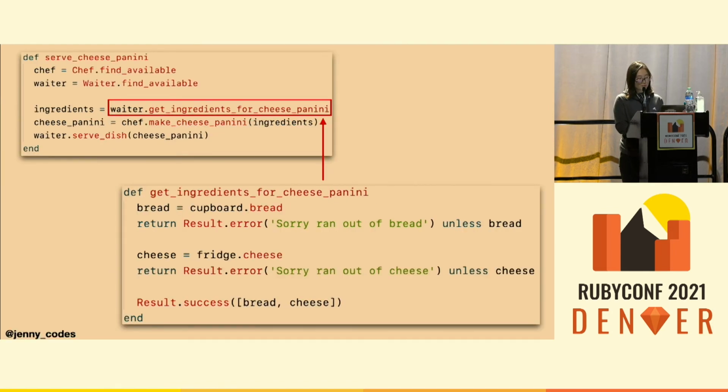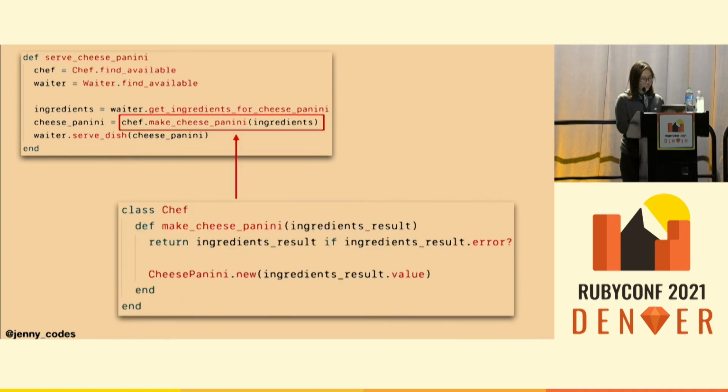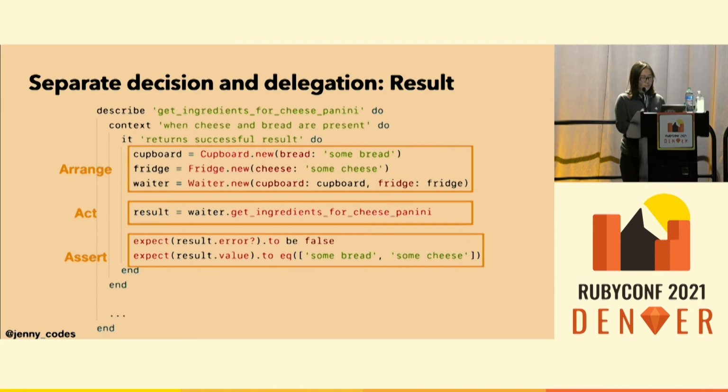So let's look at the independent components. Waiter will implement the two methods, the get ingredients from cheese panini and the serve dish. And chef will implement its make cheese panini method as well. And now that they are put into their respective classes, testing them is easy. We don't even need to use test doubles. And this unit test becomes very straightforward.